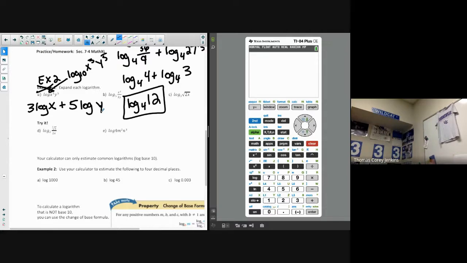Now, being able to expand them to me is more useful than being able to condense them into one logarithm. Because if you're talking about simplifying, it's nice to be able to break them down this way, so you have these smaller numbers there.